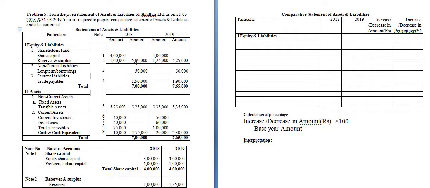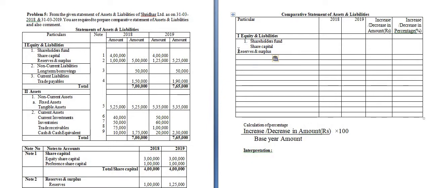So first write here equity and liabilities. Under equity and liabilities, first point is shareholders fund. So write here first shareholders fund. In shareholders fund we have share capital and reserves and surplus. First we will write the amount of share capital. Share capital for the year 2018 is how much? 4 lakh, and the details of share capital is given in note number 1.